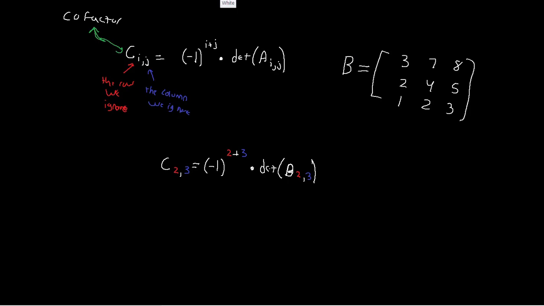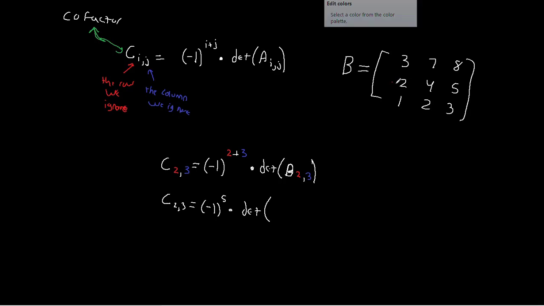Let's take a look at what we're looking at. I'm going to remove the colors here. So we have negative 1 raised to the fifth power times the determinant of, and I'm going to put the matrix minor in here. The matrix minor is going to be ignoring row 2, so to recap, we're ignoring this row here, and it's ignoring column 3, which is this column here.